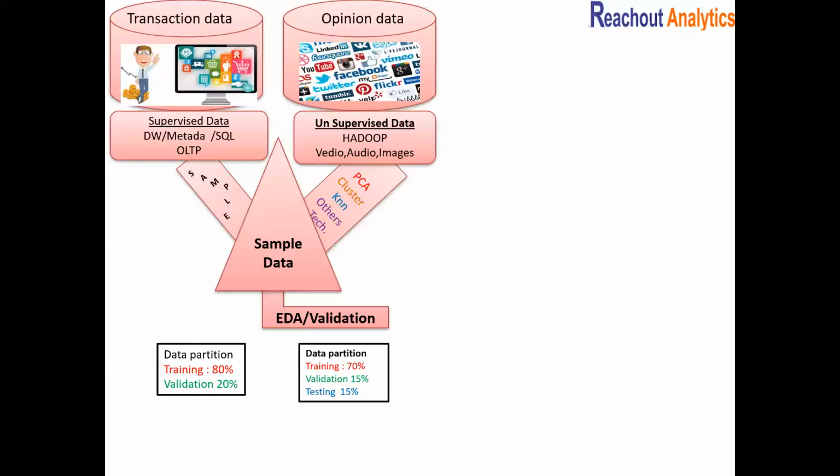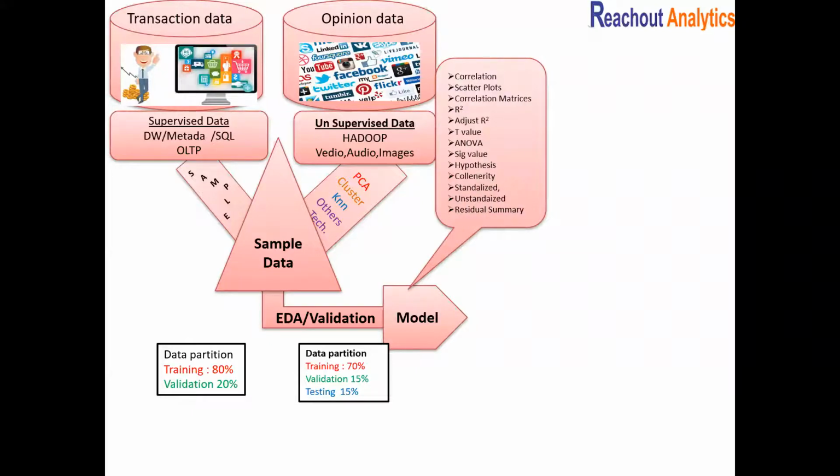EDA techniques or exploratory techniques. Once the technical validation process is completed, then move to modeling. While you're building a model, check the correlation, check the scatter plot, check the matrix, check the R square, adjusted R square, T value, F value, p value, collinearity, standardization.